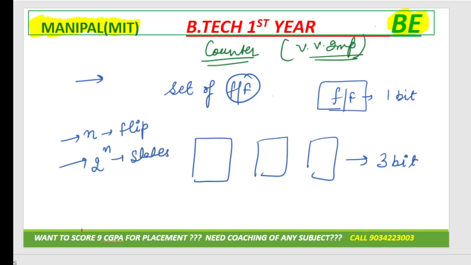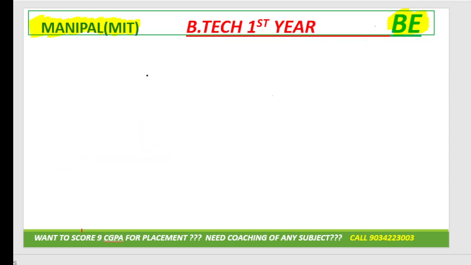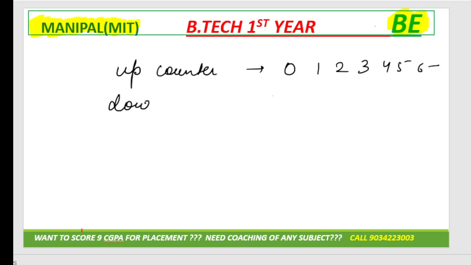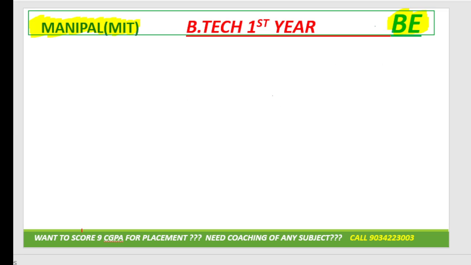ठीक है? So now, counter क्या होता है? Like we'll do counting. One of the counters is the up counter. तो up counter में we'll record 0, 1, 2, 3, 4, 5, 6, 7, like increasing वाली चीज. And another type of counter is the down counter, like 10, 9, 8, 7, 6, 5, 4, 3, like that. ठीक है? Next, counters are divided into two categories.